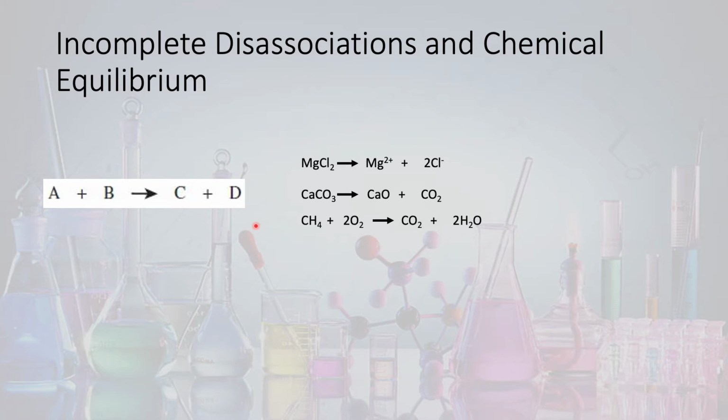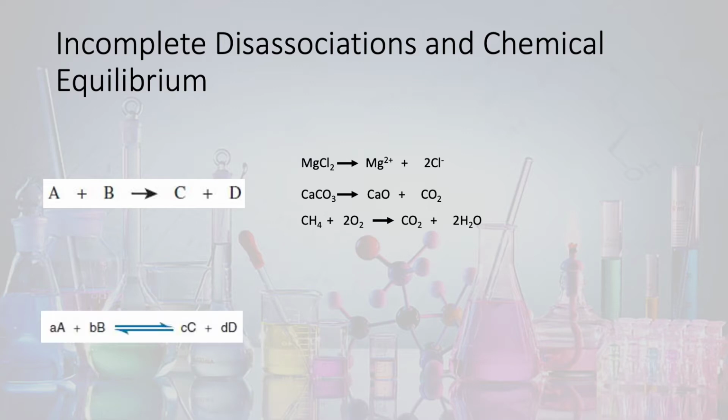We used some examples: the dissociation of magnesium chloride in water, which dissociates fully into magnesium ions and chloride ions, the decomposition of calcium carbonate, as well as the combustion of methane. These are examples of reactions that proceed, quote-unquote, completely to the right. All reactants are consumed to produce nothing but products.